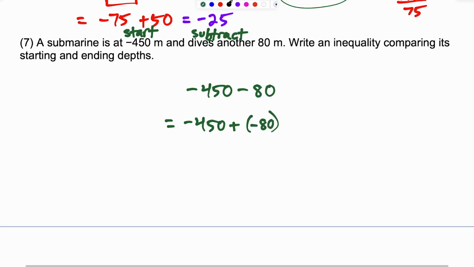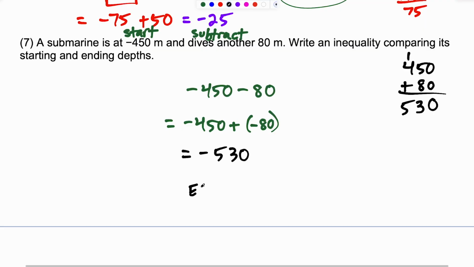So off to the side here, I'm just going to go 450 plus 80, and that'll tell us what our ending depth is over here. So 0 plus 0 is 0. 5 plus 8 is 13, so we write our 3 and carry the 1. And then 1 plus 4 is 5. So the ending depth is going to be negative 530. Okay, so we'll say that the ending depth is going to be negative 530 meters.